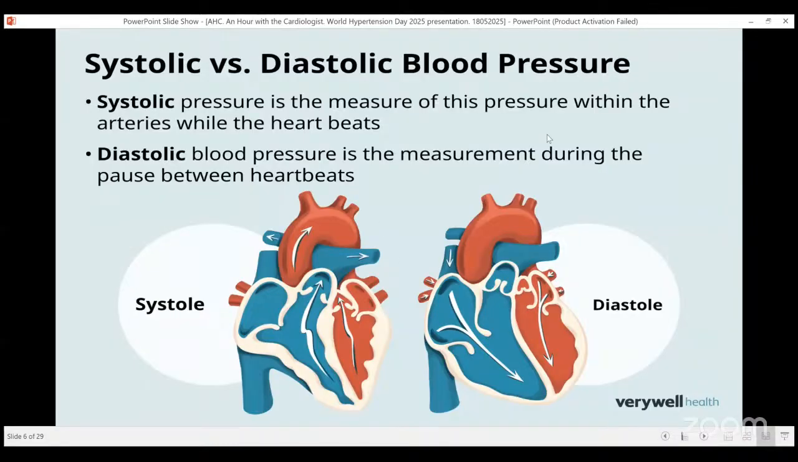Systolic pressure is the measure of the pressure within the arteries while the heart beats. This is while the heart is contracting. The systolic blood pressure is the one that tells us the force that the blood impacts on the vessels as it flows. And the diastolic is when the heart relaxes. All right, when the heart is not contracting, the blood pressure when the heart is relaxed, not contracting.